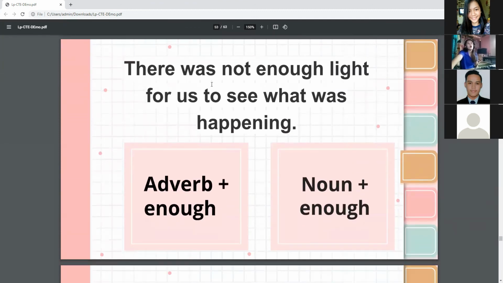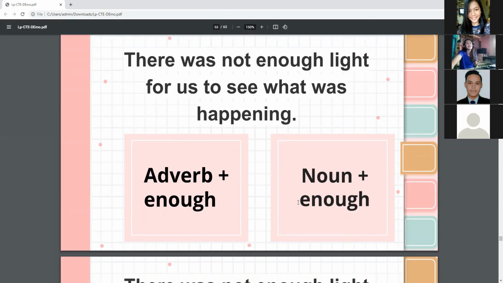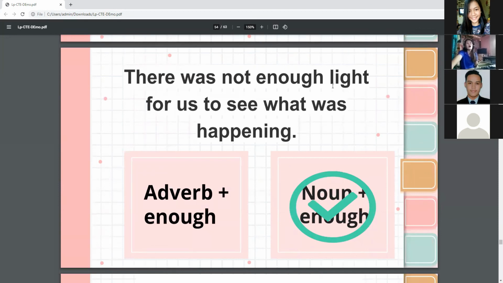Okay, next. There was not enough light for us to see what was happening. Class, this is enough plus noun, okay? Yes, ma'am. There's a typo here. Okay, so it's enough first plus noun. So what do you think the answer is, Russell? Ma'am, I think the answer is enough plus noun. Let us see. Okay, very good. Because what is the noun here? Okay, Anthony, what is the noun here? Light, ma'am. Light. Okay, very good.